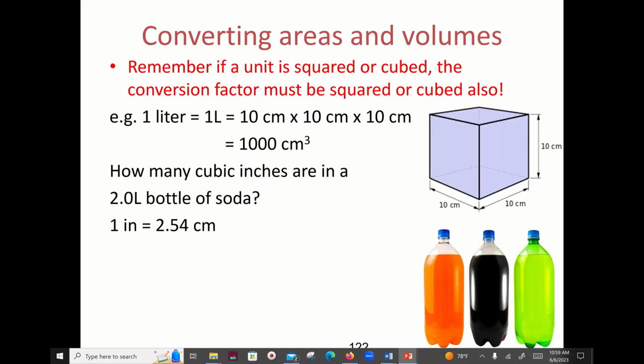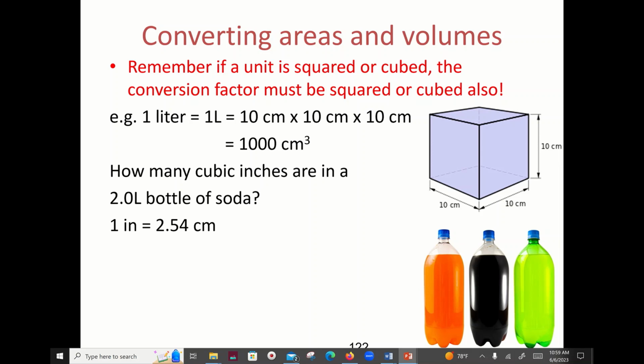All right, how about converting areas and volumes? Well, remember, area is length times width, so that's going to be a distance squared, and volume is length times width times height, so that's going to be units cubed. So remember, if you square a unit or you cube a unit, you also have to square or cube the conversion factor. So make sure you study this.